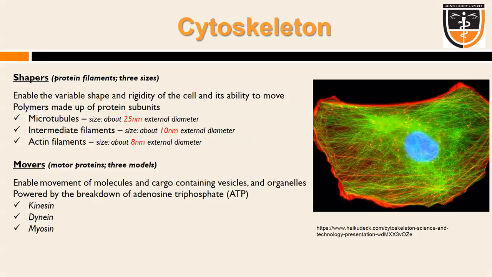Now, movers enable the movement of the content inside the cell, and also they enable the movement of chromosomes. They also enable the movement of genetic material, and they enable the movement of organelles. And they're powered by the breakdown of adenosine triphosphate because it costs energy to move things in the cell. It's like you have to use gas to move from Lillington to Raleigh. So these things actually require utilization of ATP. These ones are known as kinesin, dynein, and myosin.